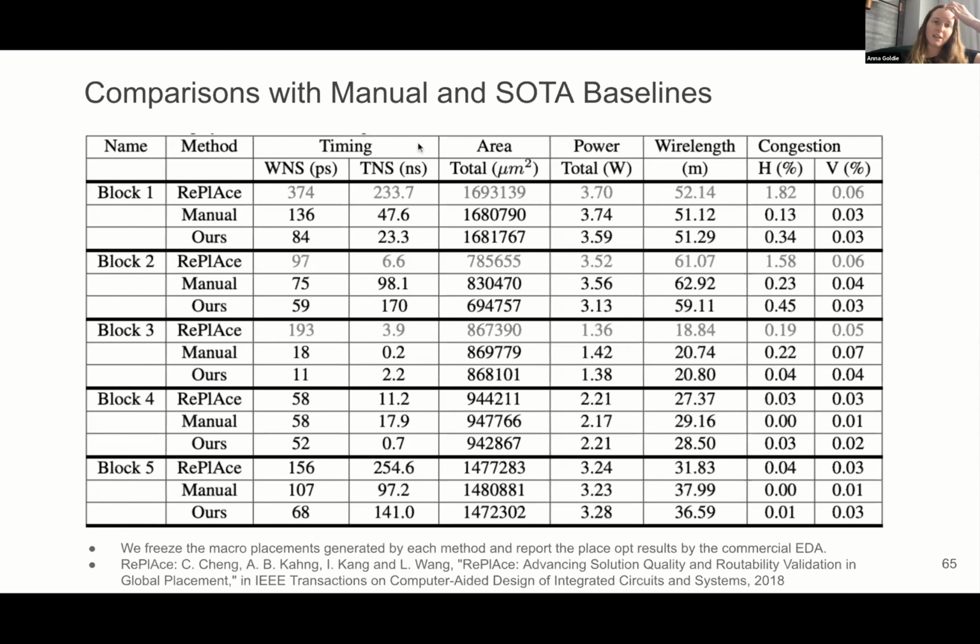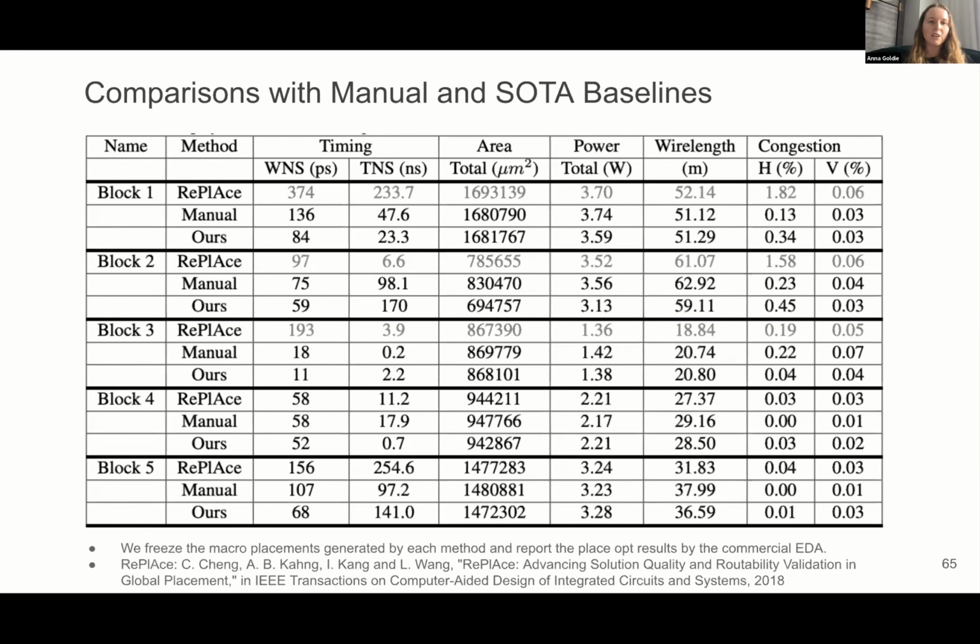So timing is related to delays in computation, area is the total area of the chip, power is obviously the power consumption, and wire length is the connectivity, the total length of the wires connecting all the components given the placement. Congestion is related to whether or not you've consumed all the routing resources on the chip. So as you can see, our method compares quite favorably to these prior approaches.